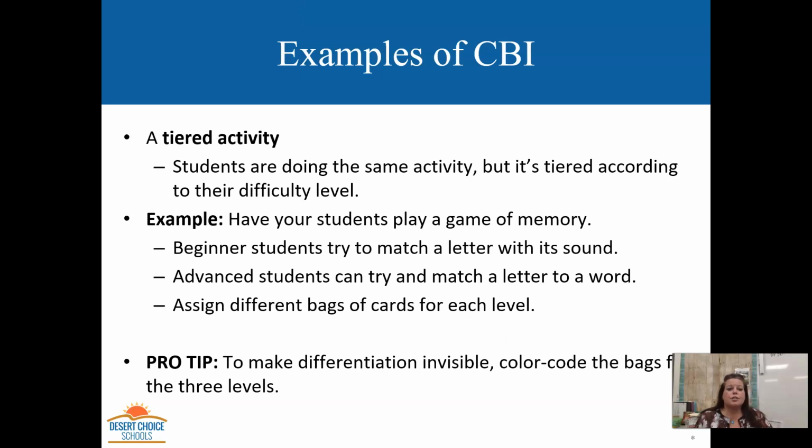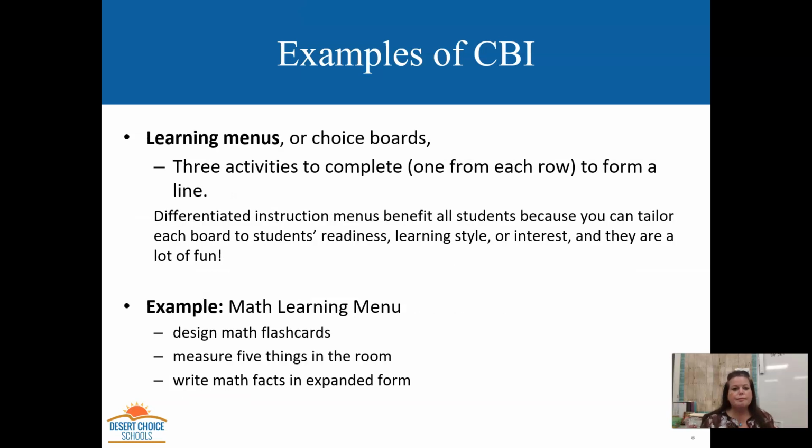A tiered activity is where students are doing the same activity, but it's tiered according to their difficulty level, like a game of memory. So beginner students just try to match a letter with its sound. Advanced students can try and match a letter to a word. And then you do this with having different bags of cards at each level at that center. Here's a pro tip. To make differentiation invisible, these kids don't know it, you color code the bags for the 3 different levels. So the hippos are taking the red bag, and the gorillas are taking the blue bag. Okay, so it's just, they don't know. They have no idea. It's beautiful.